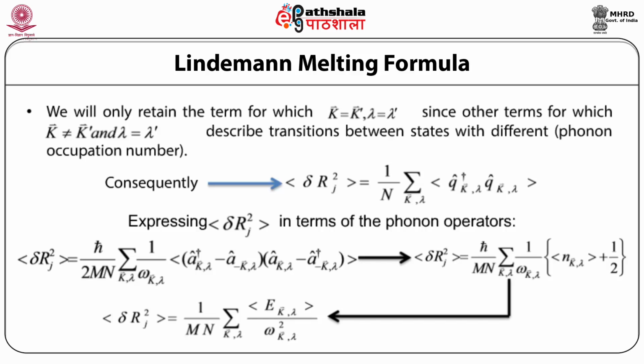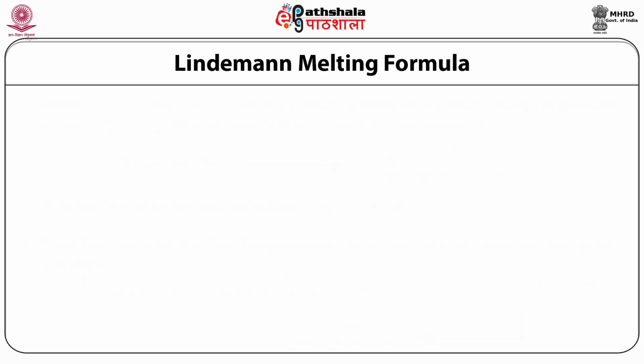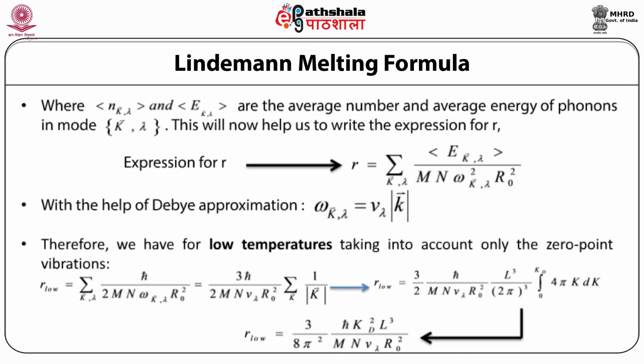So you see here that the average of delta Rj square now is expressed in terms of these phonon number operator nk lambda. So delta Rj square average is equal to 1 by mn summation over k lambda average of the energy E k lambda divided by the frequency square. Now the average of n k lambda and average of E k lambda are the average number and average energy of phonons in mode k lambda.